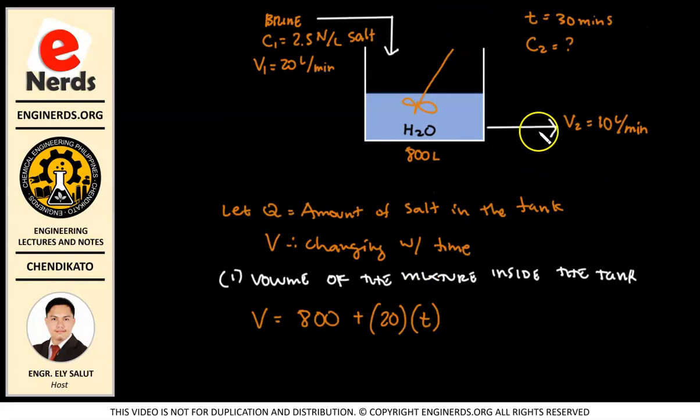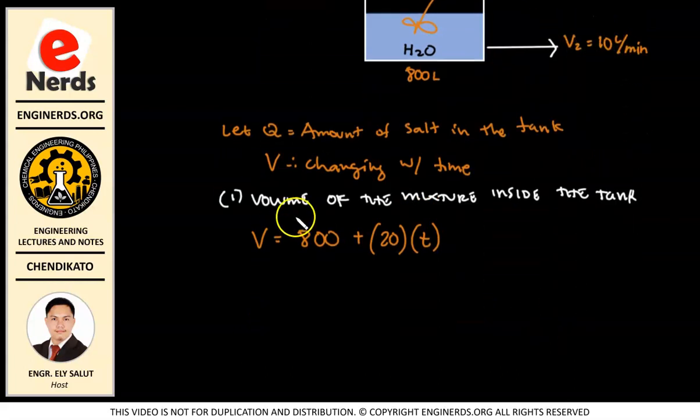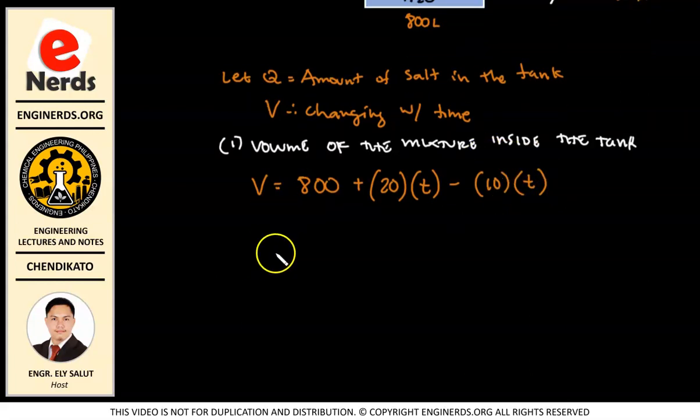Now, at the same time, may lumalabas din ditong volume which is 10 liters per minute. So, we have to subtract that. So, we have minus 10 with respect to time t. Okay, so let's simplify that. We will have V is equal to 800 plus 10t. Okay, so yan yung ating equation for the volume with respect to time.